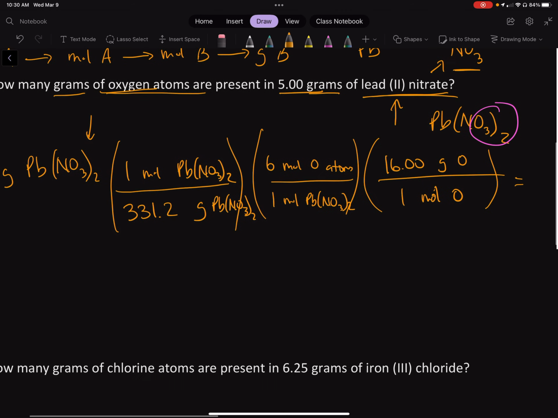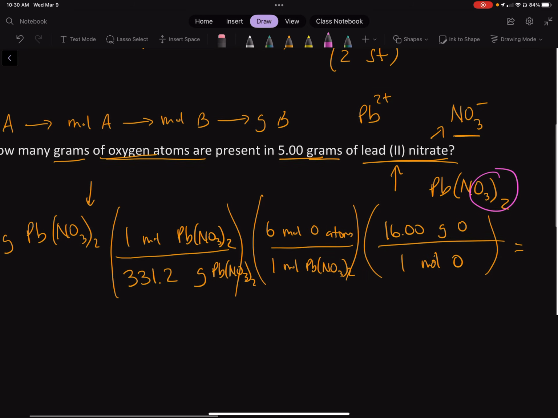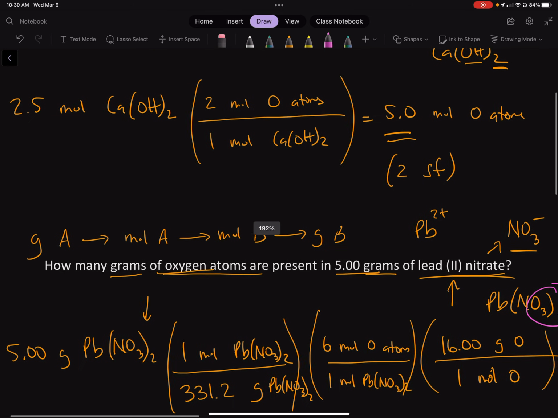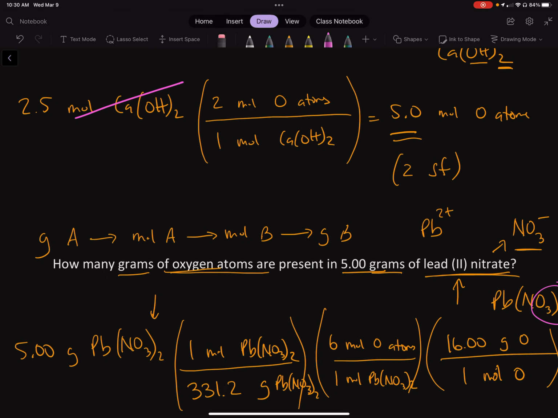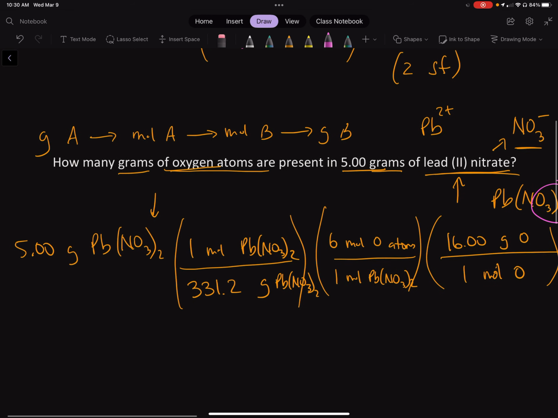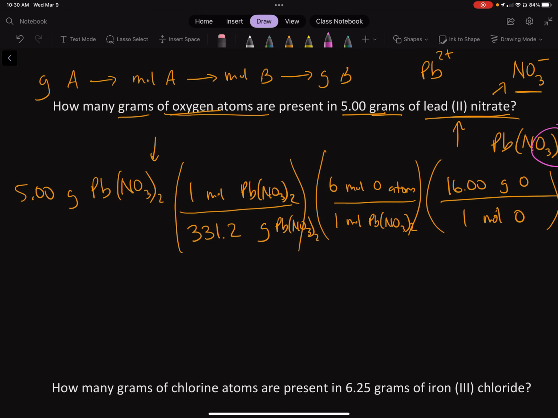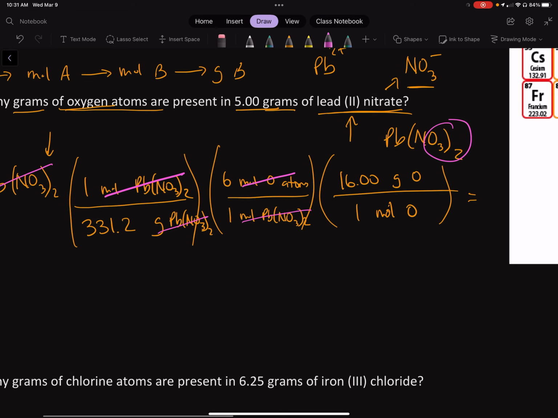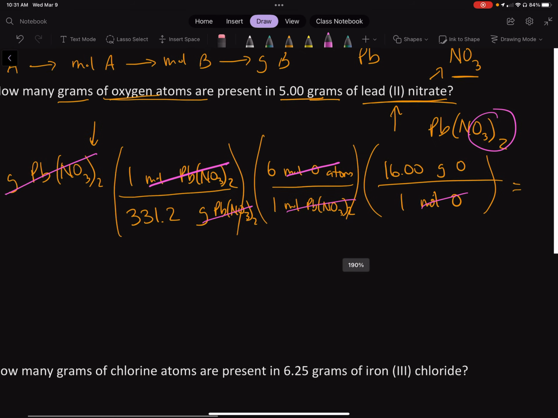And then just to quickly observe how units cancel, we didn't really pay attention, or I didn't cross it out, like in the first one, where the moles of calcium hydroxide canceled. So let's look at how units cancel here. Grams of lead nitrate cancels with grams of lead nitrate. Moles of lead nitrate cancels with moles of lead nitrate. And then moles of oxygen cancels with moles of oxygen. So that's how our units cancel.